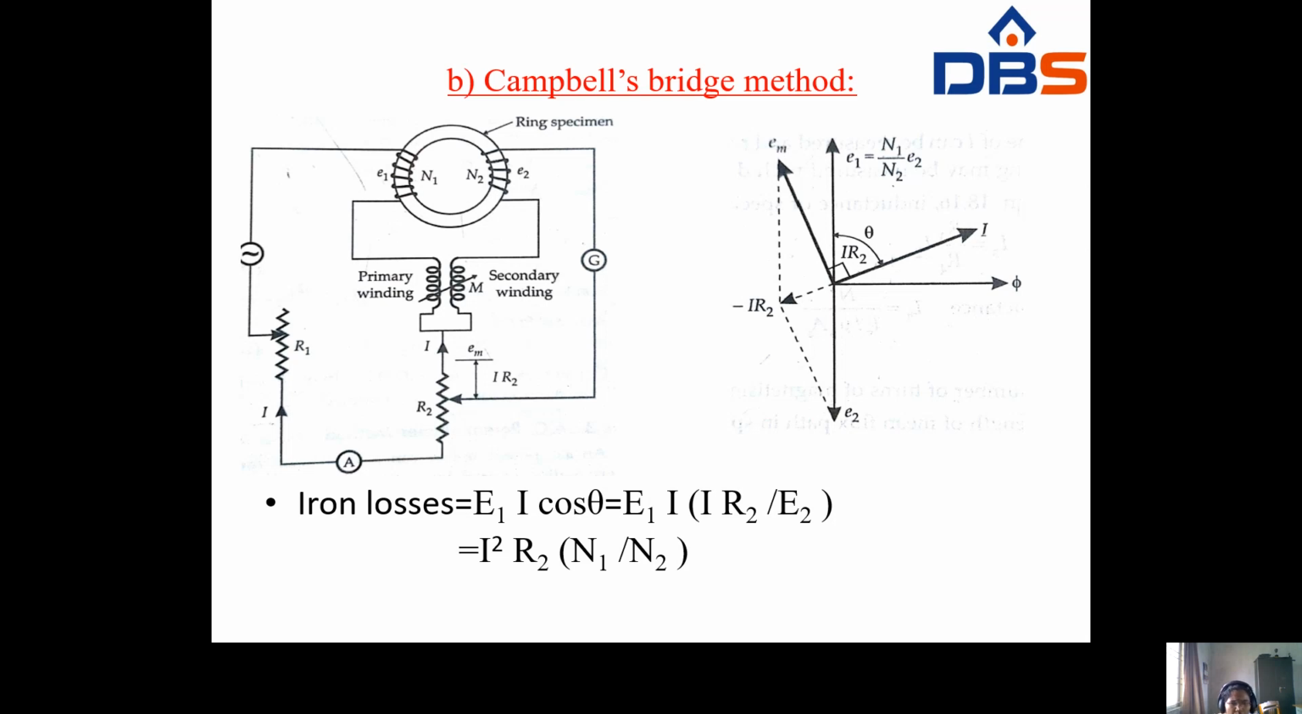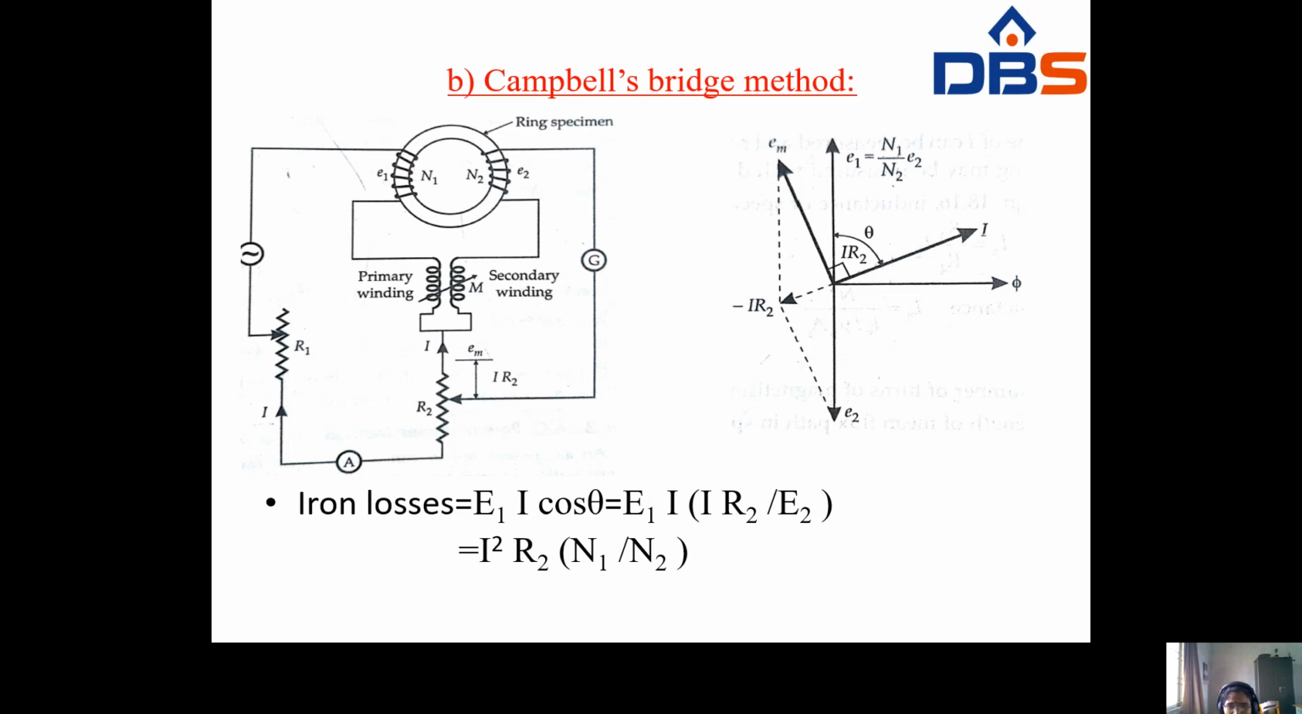Whenever you give the supply, the current will be produced in the primary winding. Similarly, the EMF will be produced in the secondary according to the mutual inductance principle. At that time, iron loss is equal to E1, the mutual EMF induced, into I1 cos theta. Here cos theta value will be found as IR2 by E2 from the phasor diagram.